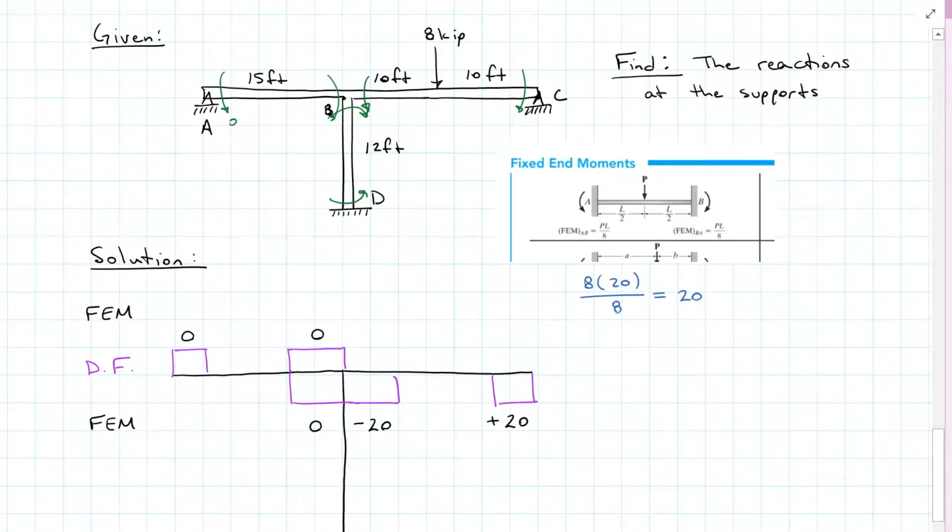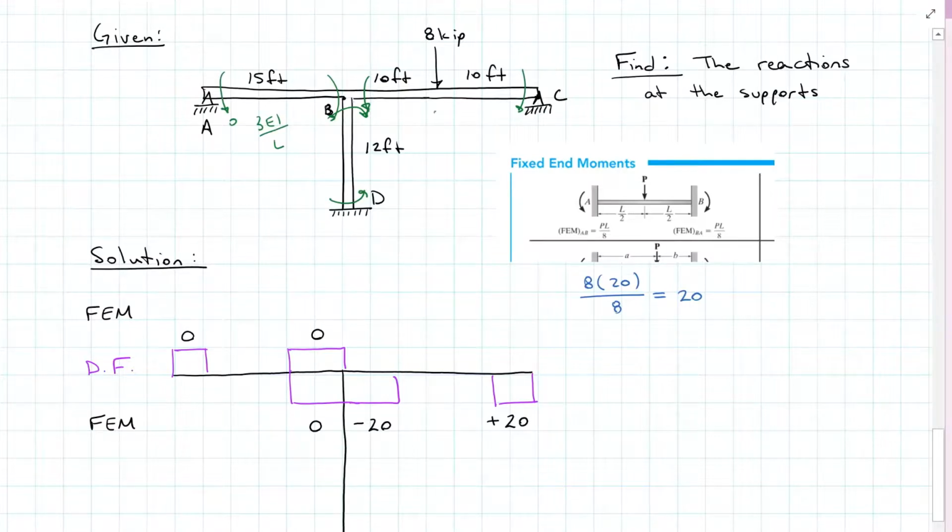Now that we have our fixed end moments, we need to do our stiffness factors and our distribution of those stiffness factors. So we have AB, which has a pin at one end and a fixed end on the other side. So this is going to be 3EI over L.